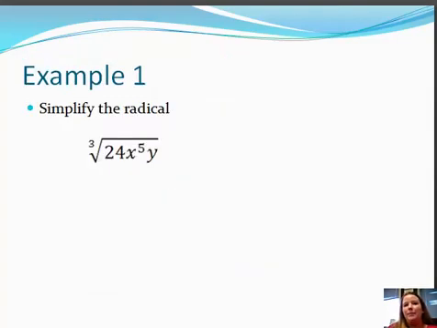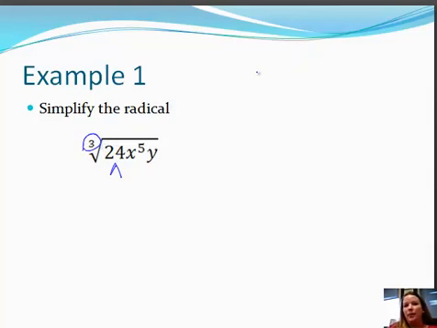Example 1 says simplify the radical. We want the cube root of 24x to the 5th y. First I need to deal with my 24. In this case, I'm not looking for what perfect square went into 24. I'm looking for what perfect cube went into 24.